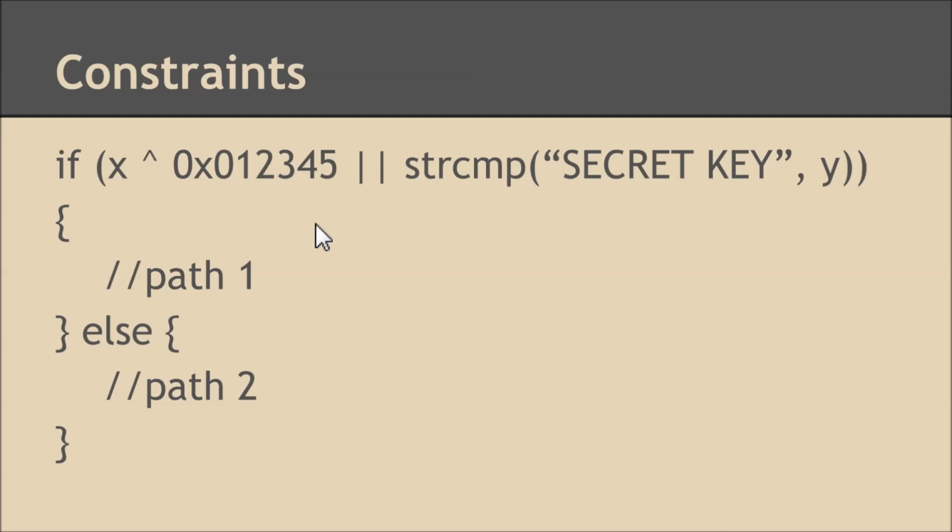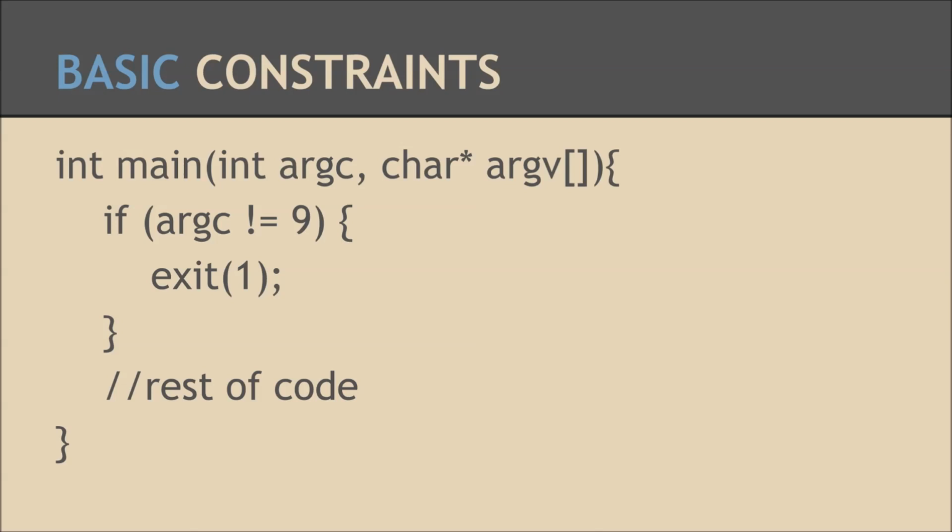And these constraints cause branches, and when we get into code paths, you're going to be exposed to a topic called branch explosion or code path explosion. We're going to have to discuss how to avoid it when tracking code path space. So here's a very, very basic constraint. This program exits right away unless it has the proper number of inputs.